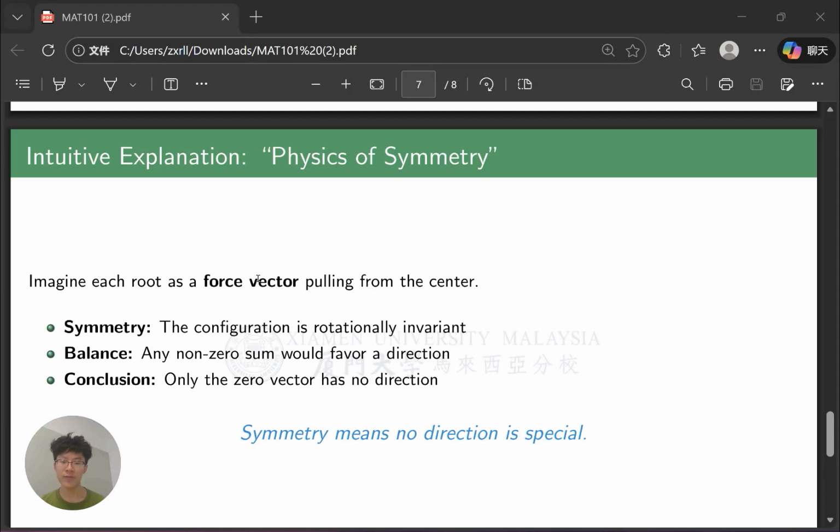If the sum of these forces was not 0, it would point somewhere. But why would it point to omega 1 and not omega 2, given they are identical in arrangement? Nature loves symmetry. The only vector that has no direction is the 0 vector. Therefore, purely by the argument of symmetry and balance, the forces must cancel out. This explains why the sum is 0. Symmetry dictates balance.